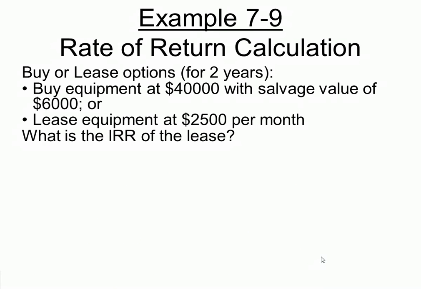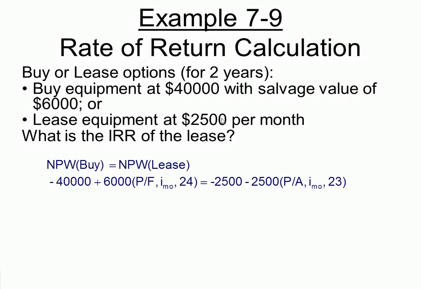Here's another example of rate of return calculations, where you want to decide whether to buy or lease for 2 years. If you buy equipment at $40,000 with a salvage value of $6,000, or we can lease the equipment at $2,500 per month, what is the internal rate of return of the lease? So we set up the equation of buying versus leasing.